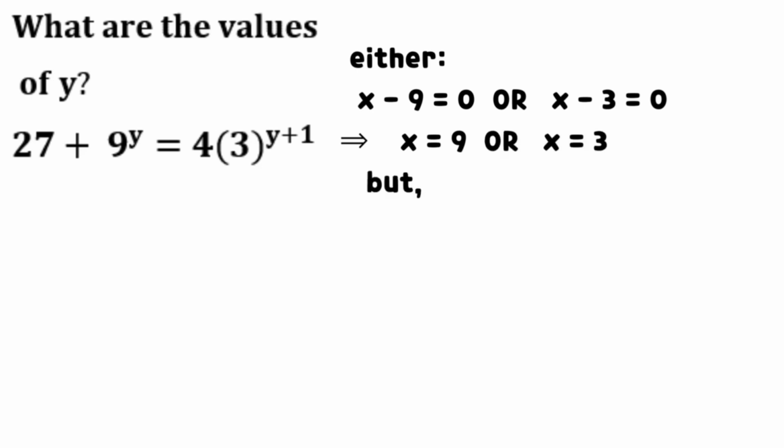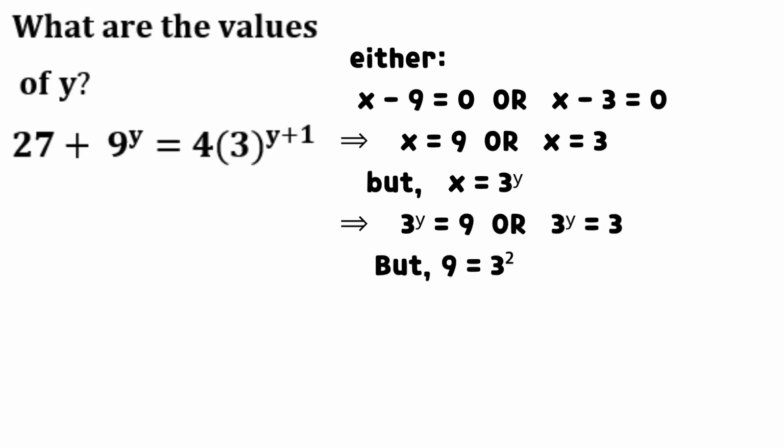Either x minus 9 equals 0 or x minus 3 equals 0. It implies that x equals 9 or x equals 3. But x equals 3 to the power of y. It signifies that 3 to the power of y equals 9, or 3 to the power of y equals 3 to the power of 1. Simplify and we have that 3 to the power of y equals 3 to the power of 2, or 3 to the power of y equals 3 to the power of 1.